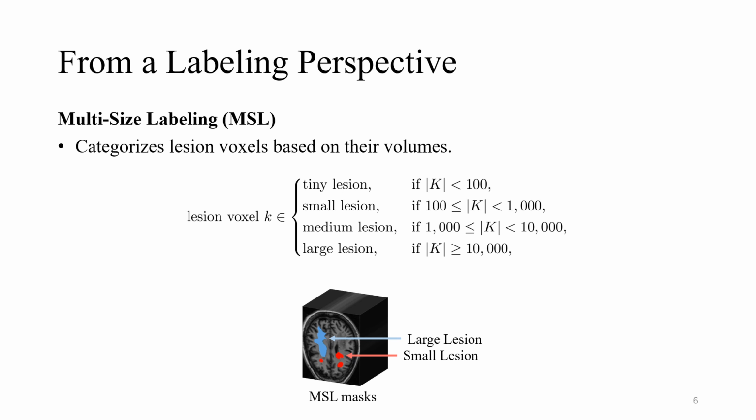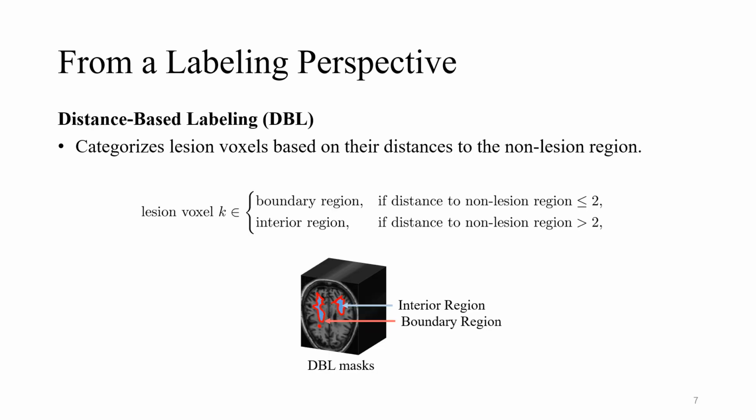However, while MSL is highly effective for small lesions, it may lead to a slight drop in performance when segmenting large lesions. To address this, we introduced the second strategy, distance-based labeling, or DBL, which categorizes lesion voxels based on their distance to the non-lesion region. This approach enhances the model's ability to highlight lesion boundaries across all lesion sizes, making it particularly effective in improving segmentation accuracy at the boundary. Unlike MSL, DBL is more balanced across lesion sizes but may not perform as strongly on small lesions alone. However, it excels at refining lesion boundaries, leading to better overall segmentation quality.